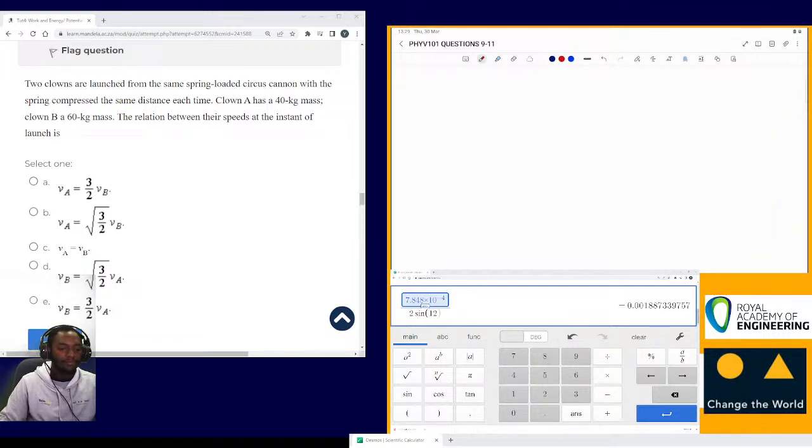So if you're joining us for the PHY V11 group, this is going to be helpful for you. The FEV group, this is still going to be helpful because you are still also going to be doing the concept on work energy, right? So this will still add to your learning and to your understanding. All right. So let's tackle question 9.